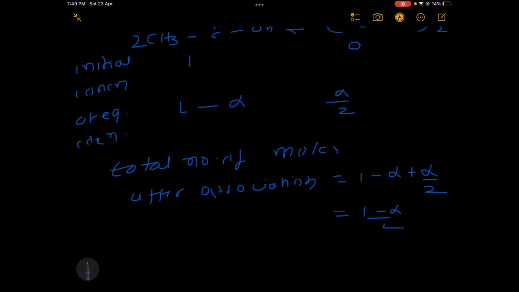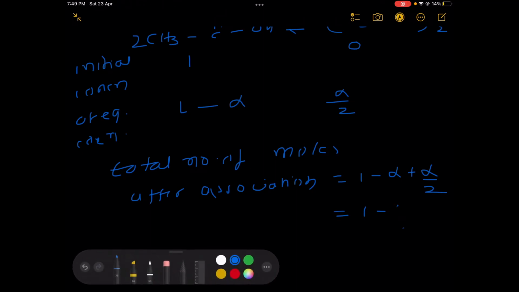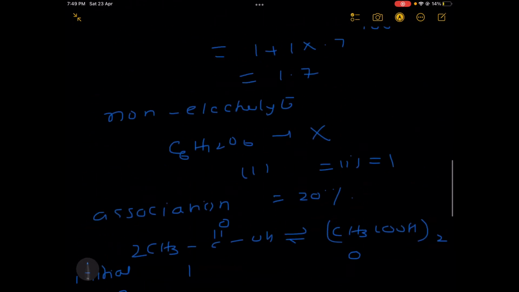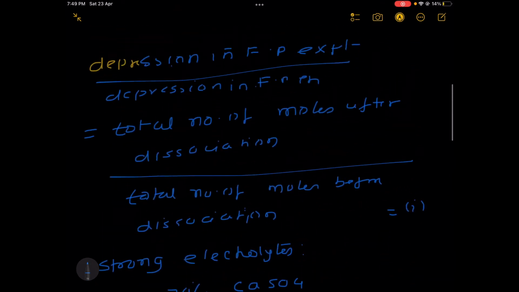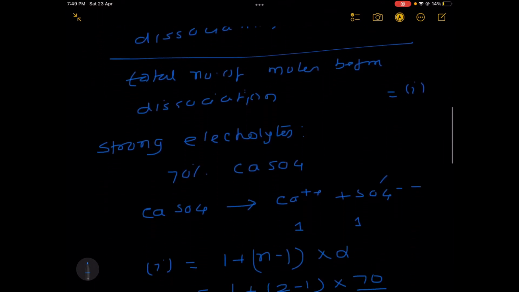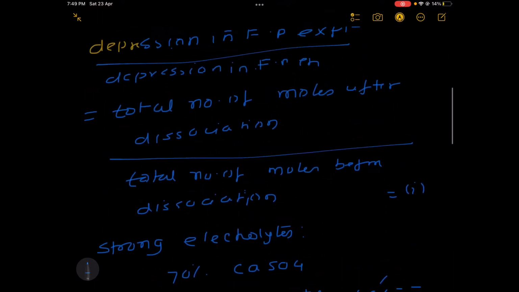Just now I have told you that the Vant Hoff factor is always represented as total number of moles after association, and total number of moles before association. It can be dissociation or association. So it is the total number of moles after dissociation or association, divided by the total number of moles before dissociation or association.